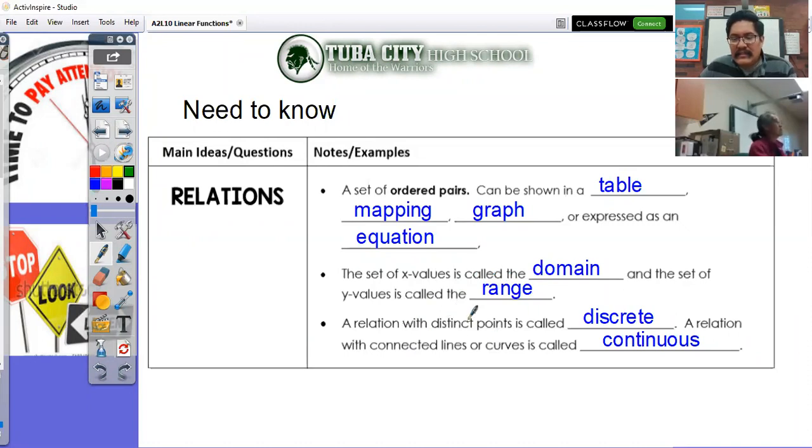A relation with distinct points is called discrete. Okay, that doesn't mean secret discrete. That means more like it has to be one or the other. To describe a discrete number, I usually use the example of a dice. So we've all played with dice or number cubes with numbers 1 through 6 on them. If you were playing with a dice, is it possible to roll a 4.5? No, you can't roll a 4.5 on a dice because there's only 1, 2, 3, 4, 5, and 6. Those are your only options.